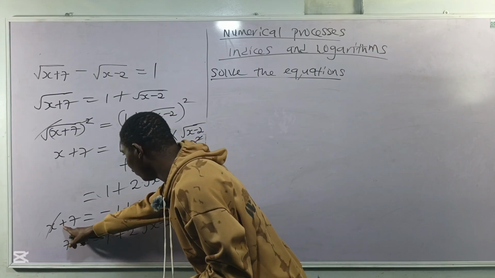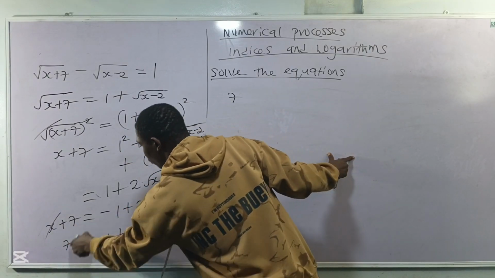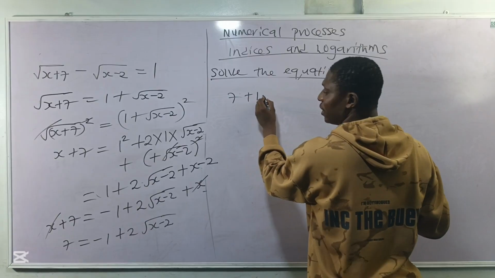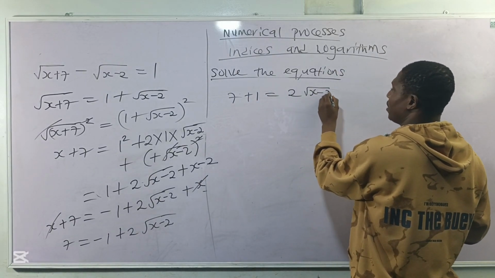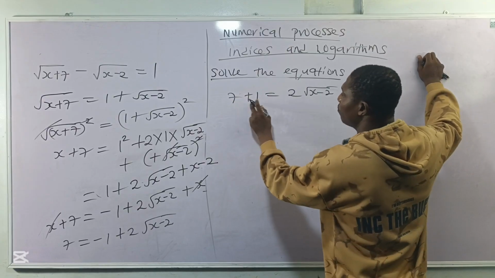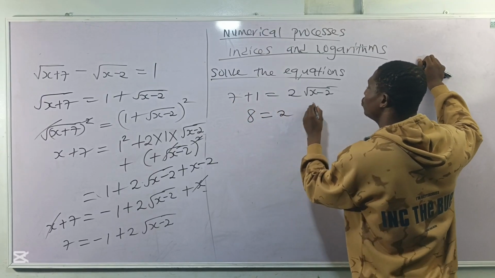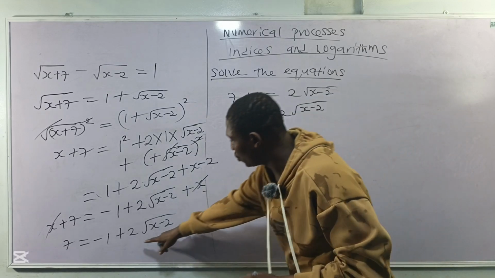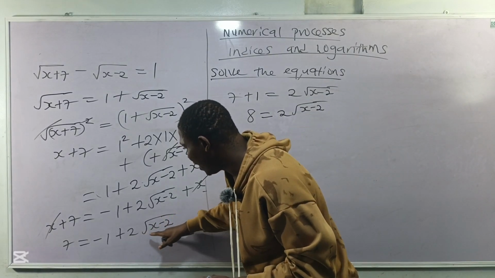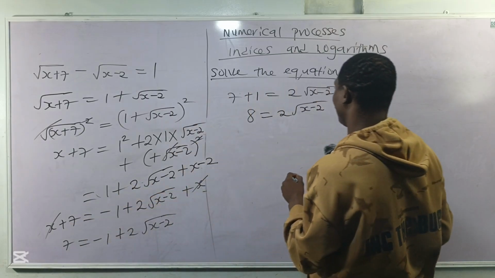Remember, this plus 7 is same thing as 7. So collecting like terms, I'll have 7, push this to the other side, I'll have plus 1 equals to what? 2 root x minus what? 2. Now, 7 plus 1 is what? 8. I'll have equal to what? 2 root x minus what? 2. Remember, this expression here is already positive. I'm looking for x, that's why it remains here. If here was negative, I would have moved it to the other side to make it positive.